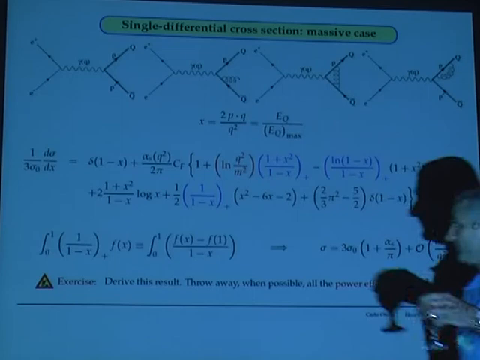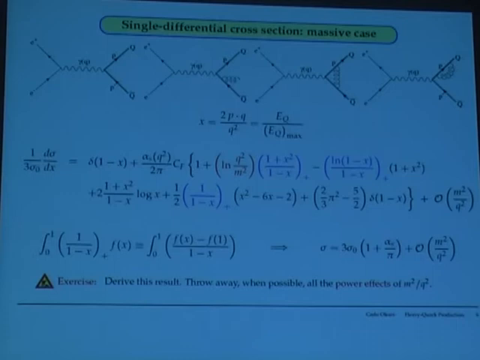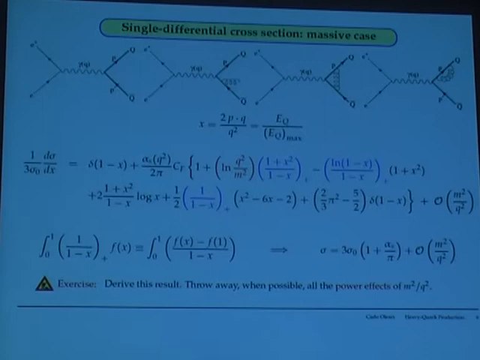How do we start again from the beginning? Exactly the same setup, with a massive quark. Again, x is just the fraction of the energy of the quark over the energy of the beam, or the maximum energy of the quark, so it goes from 0 to 1.